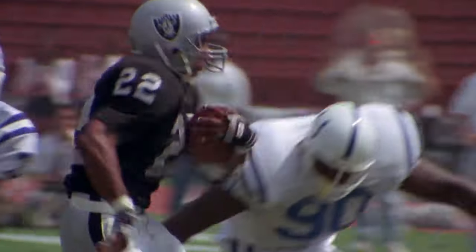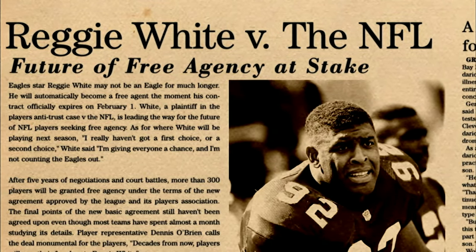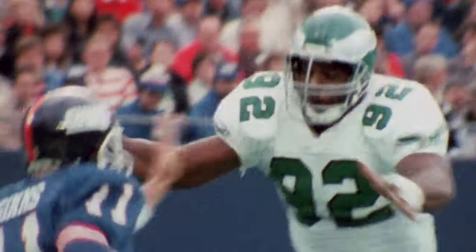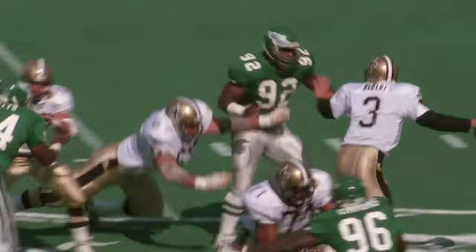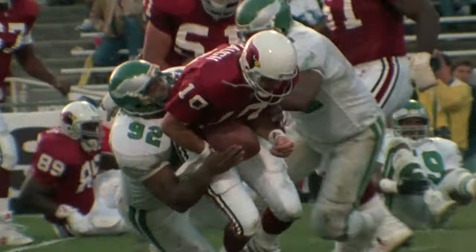In 1992, the final blow came by way of the Minneapolis Federal Court, which ruled in favor of NFL plaintiffs, making them unrestricted free agents. Reggie White, the legend, the All-Pro, the Eagles' Minister of Defense, became the face of the free agency movement. The Reggie White settlement in January of 1993 introduced free agency as we know it now.